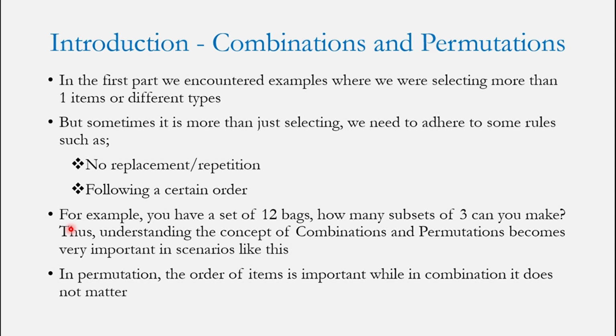For example, we have a set of 12 bags, and you're asked how many subsets of 3 you can make. This calls for understanding the concept of combinations and permutations, because it will help you solve scenarios like this. Just as a snapshot, in permutation the order of items is important, while in combination it does not matter. That's the key difference, as you're going to see here.